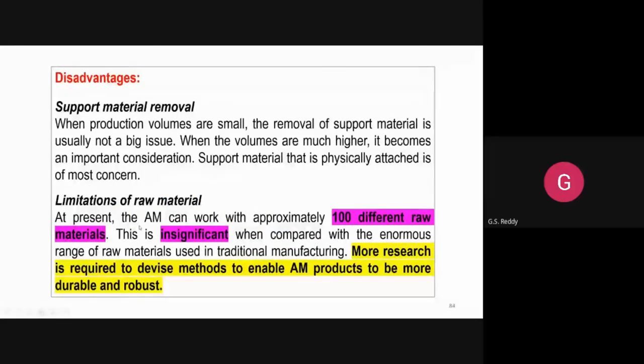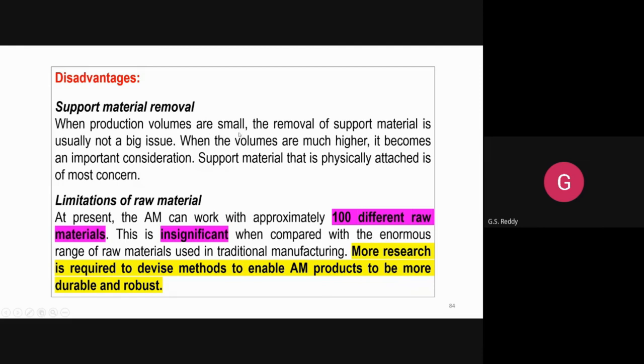Support material removal. Sometimes wax is used as support material. If it is a small volume of support material, it's not an issue. But if the support material itself is as much as the product itself, then removal by heat application is going to damage the product. Therefore, support materials are now coming which can be leachable, that means water can dissolve them. So such things are coming. But where such things are not possible, it is a problem.